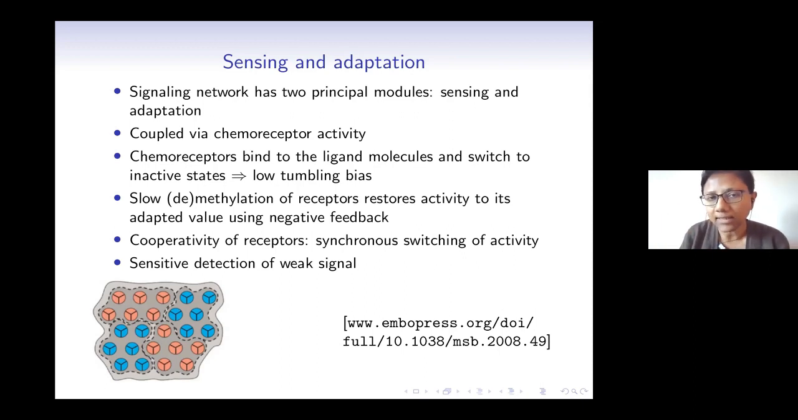But another important aspect of this signaling network is the cooperativity shown by the receptors. This means that the neighboring receptors tend to form tight clusters or signaling teams, and all the receptors present in one team switch their activity together. As you can imagine, this synchronous switching of activity results in significant amplification of the input signal coming from ligand binding. And this is the reason why E. coli can sense very weak concentration gradients in the medium. Because of this cooperativity, they are very, very sensitive.